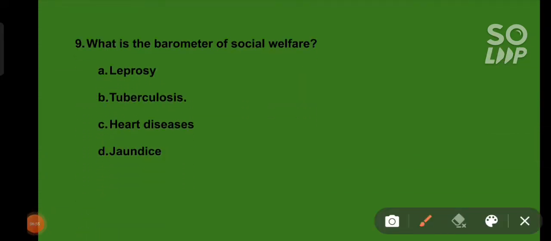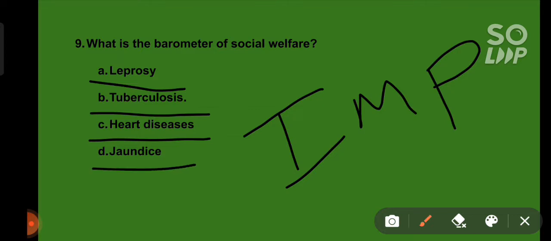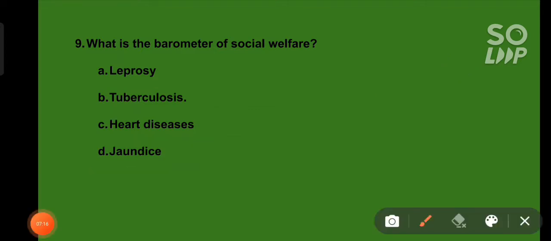The next question is: what is the barometer of social welfare? This is a very important question repeatedly asked in exams. The options are option A leprosy, option B tuberculosis, option C heart diseases, option D jaundice. The right answer is tuberculosis. Tuberculosis is a communicable disease. It is also known as the barometer of social welfare, since poor people are at more risk of being affected with tuberculosis.